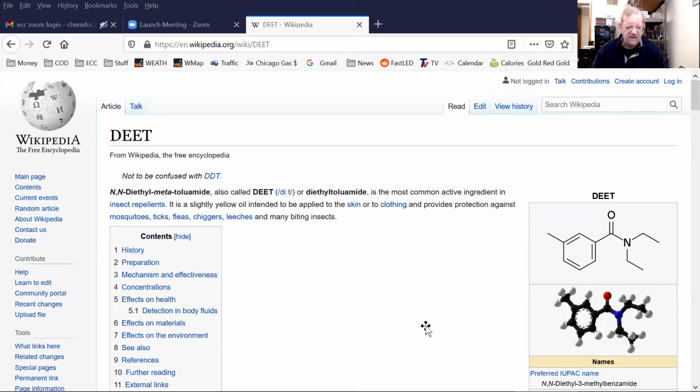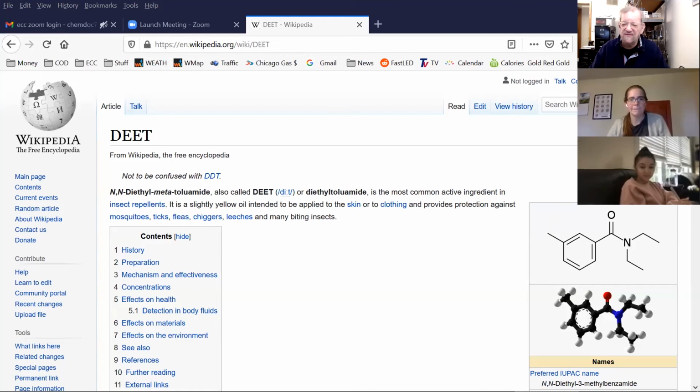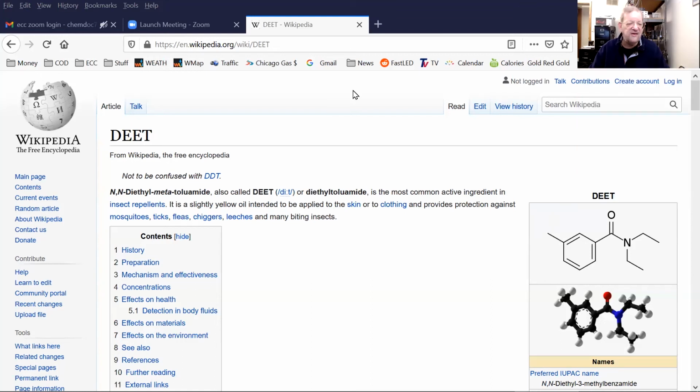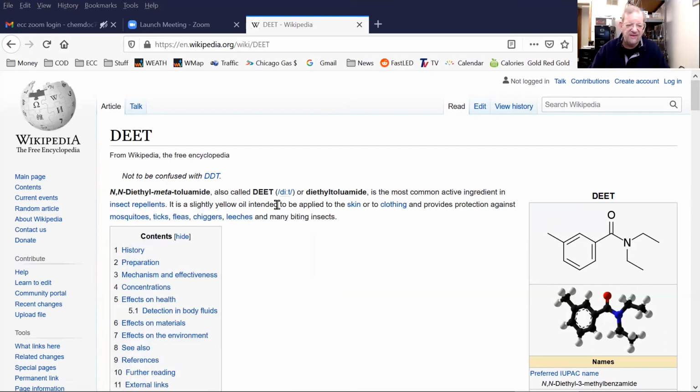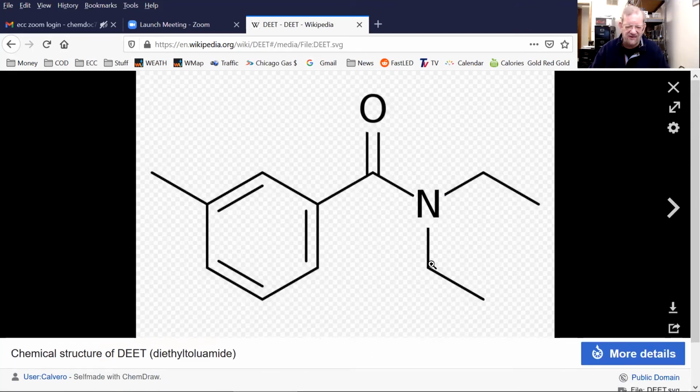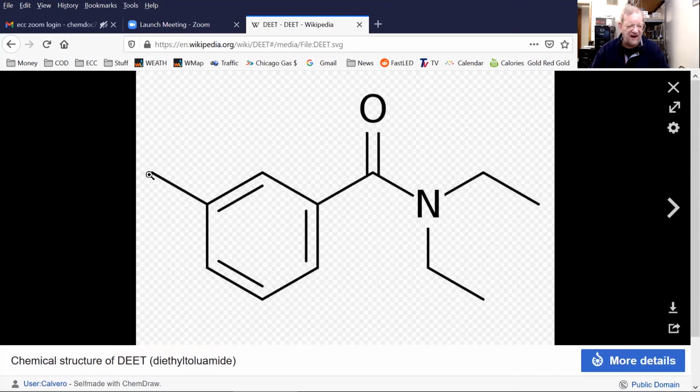And what's the best repellent? It's called DEET. Everybody see DEET on your screen from Wikipedia? DEET is short for N,N-diethylmethylamide, DEET, and it has this structure. Now it's a benzene ring. The end of the line here is a methyl, carbonyl, nitrogen, and these are two ethyl groups. That's the molecule you just made.